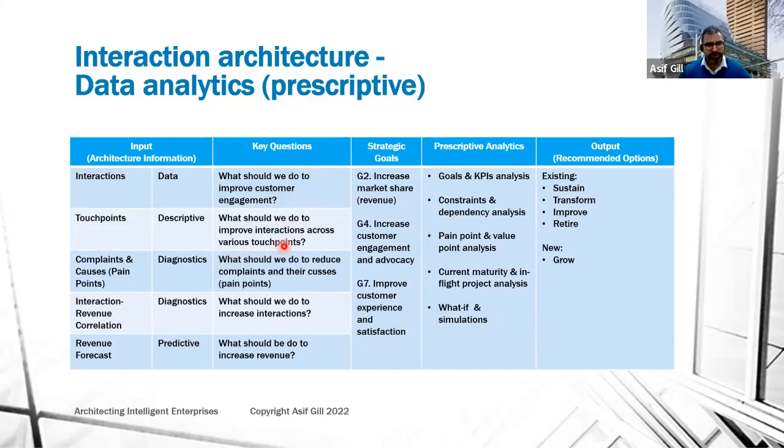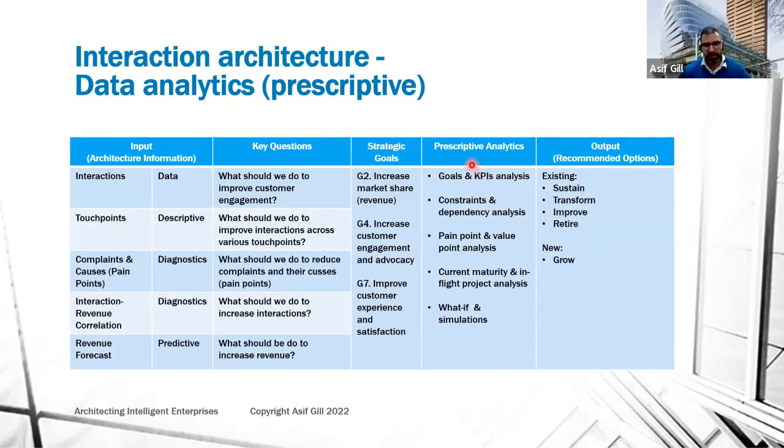What should we do to improve interaction across various touch points? So you can see these are the questions we have. We need some kind of a recommendation from a system or prescriptive analytics to be able to answer those questions. And we want to answer those questions because we have a strategy linked to it. There's a strategic goal around there to do that.